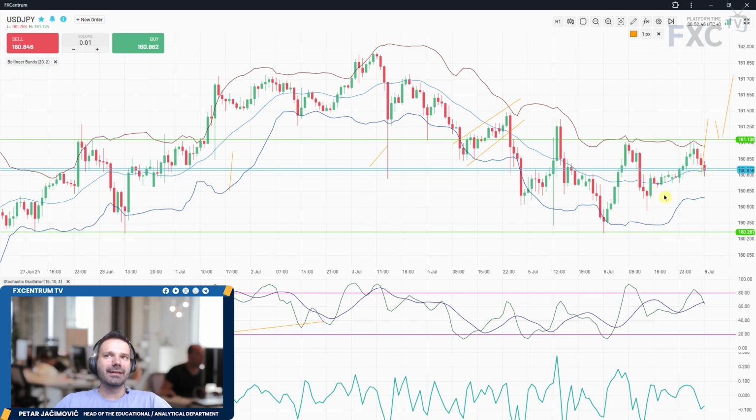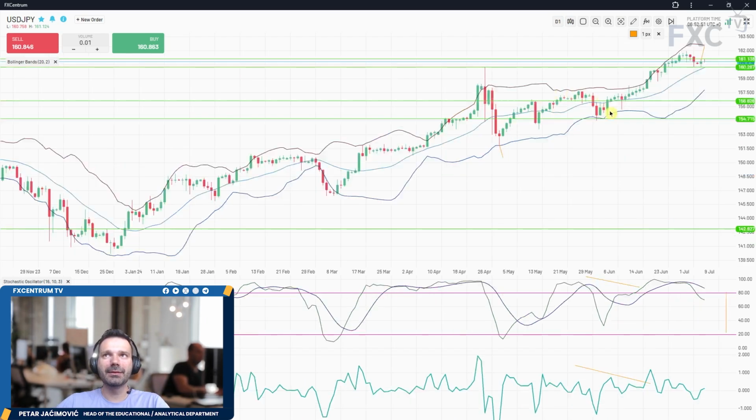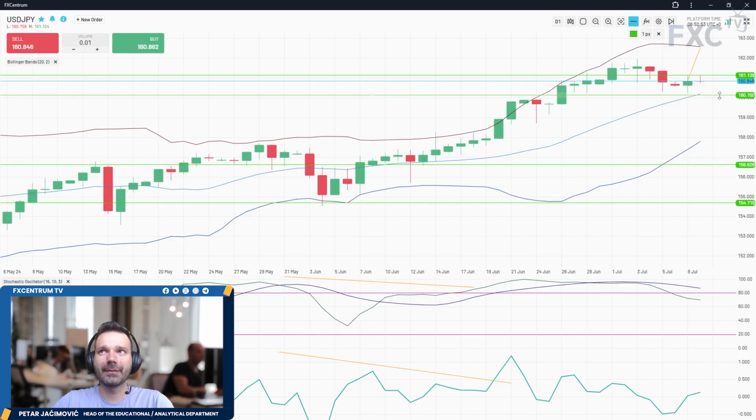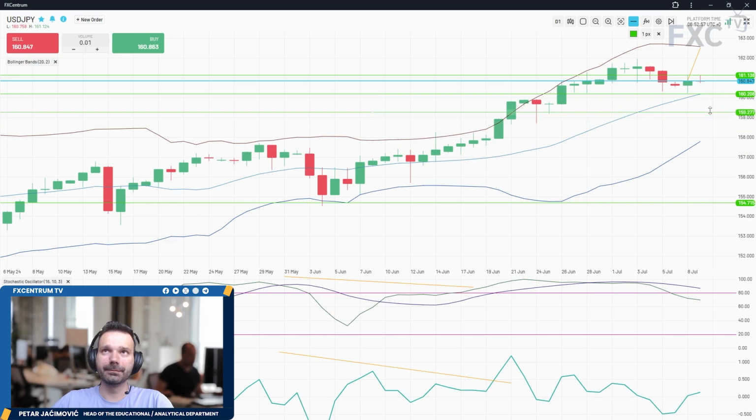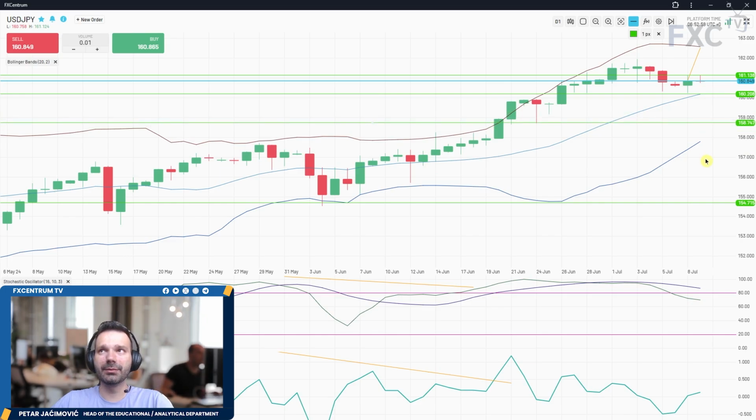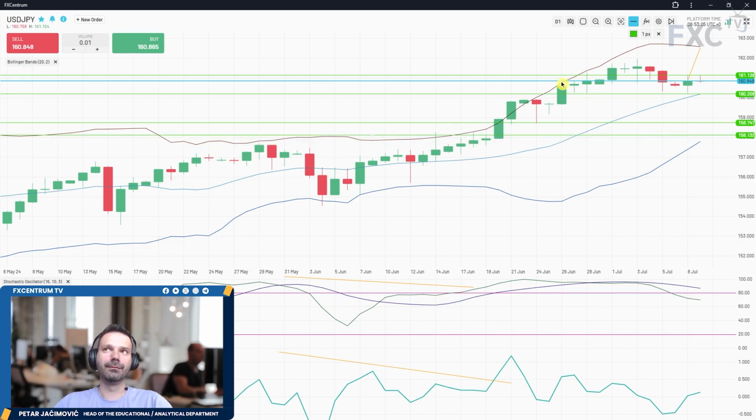If that's not the case, if we see another down break, then on the daily time frame this will mean that we will probably break this middle Bollinger Band, and then the next pivot will be a spinning bar low at 158.74, and then the next one will probably be around the 158 mark.